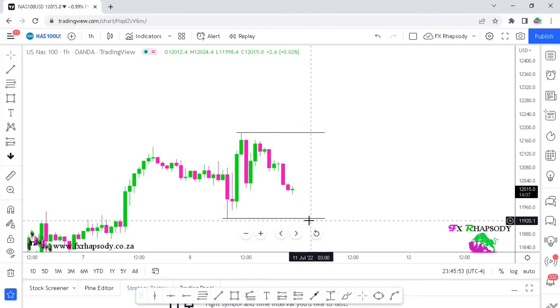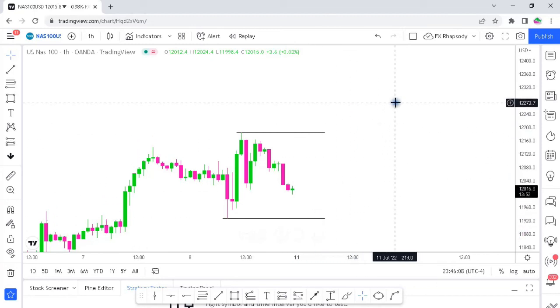As we know, there's always news. So what you do is keep looking at your trading calendars to see what big news is coming out, and then just react to what the market gives you. But that is my view on Nasdaq for this coming week.